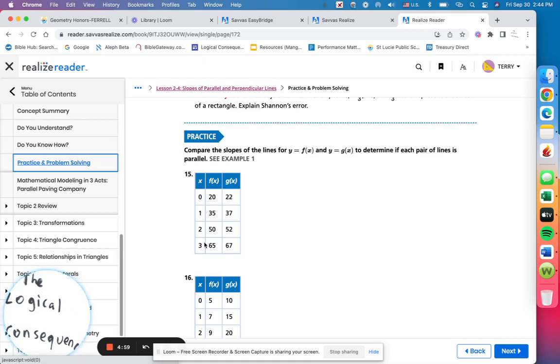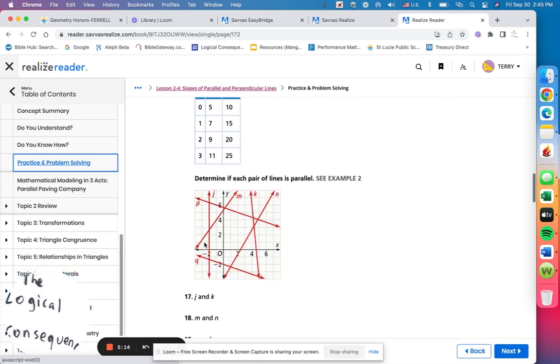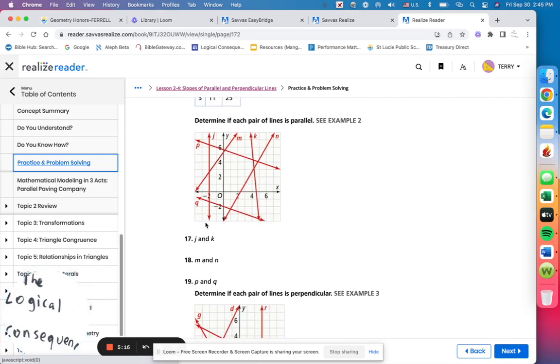It says compare the slopes. If they're the same, you know the lines are parallel. If the slopes are negative reciprocals of each other, you know the lines are perpendicular. And if it's neither, it's neither. That's how you do 15, 16. 17, for those, you just got to look at the points and find the slope and compare.